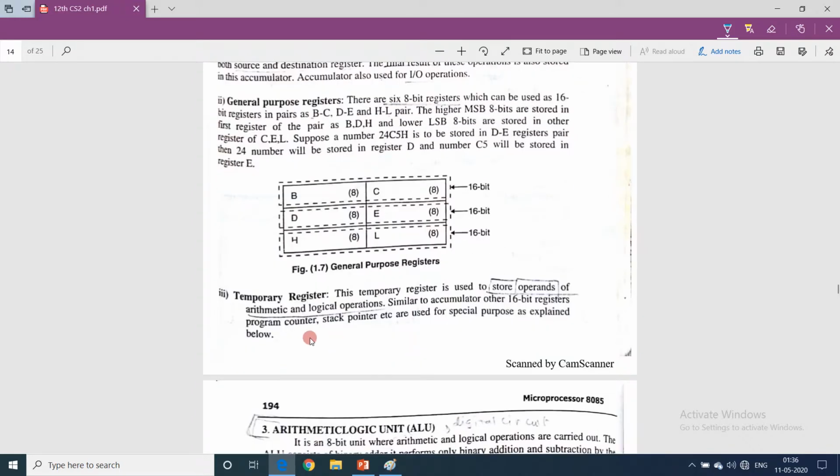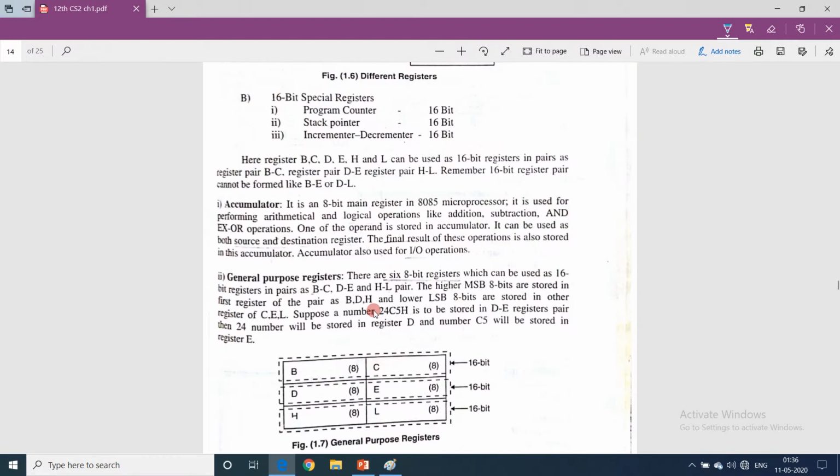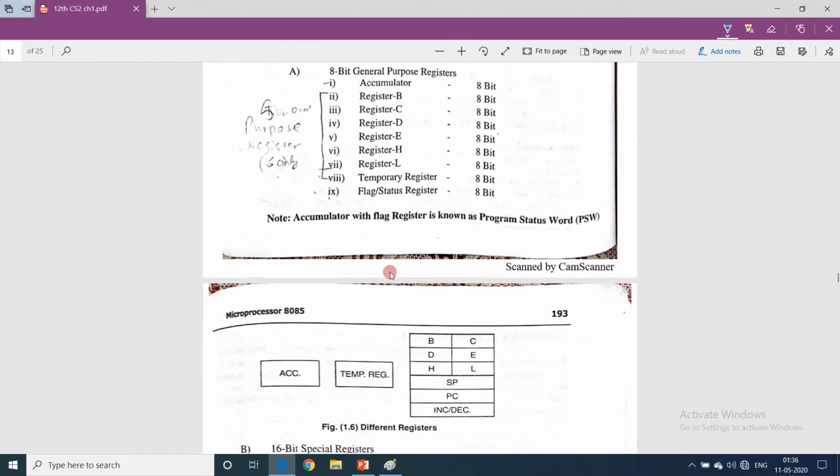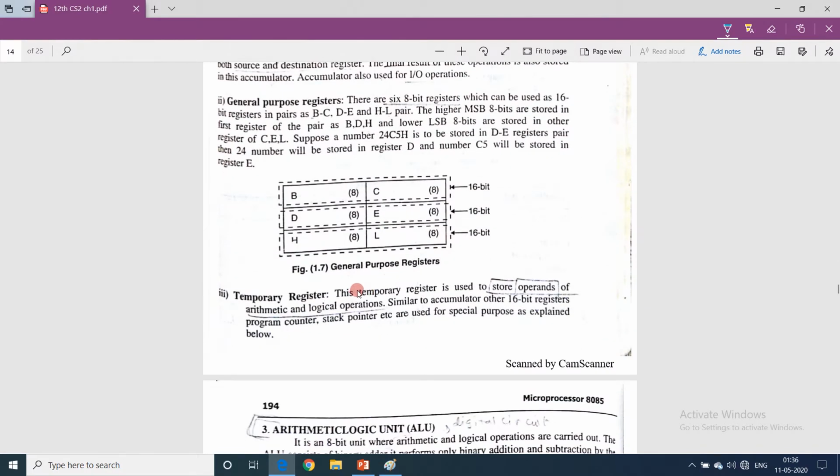Now the remaining is the temporary register. We were doing the topic registers. This temporary register is used to store operands. You know what operands are? When I'm doing 2 plus 3, then 2 and 3 are the operands. If you remember, I had explained the add instruction. So the temporary register is used to store operands of arithmetic and logical operations. If you see the diagram over here, the temporary register is used along with the arithmetic logic unit next to the accumulator. The accumulator is also used to store the operands.